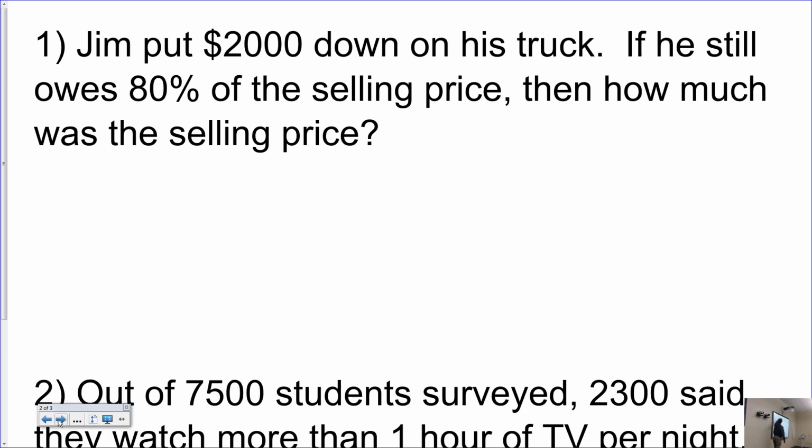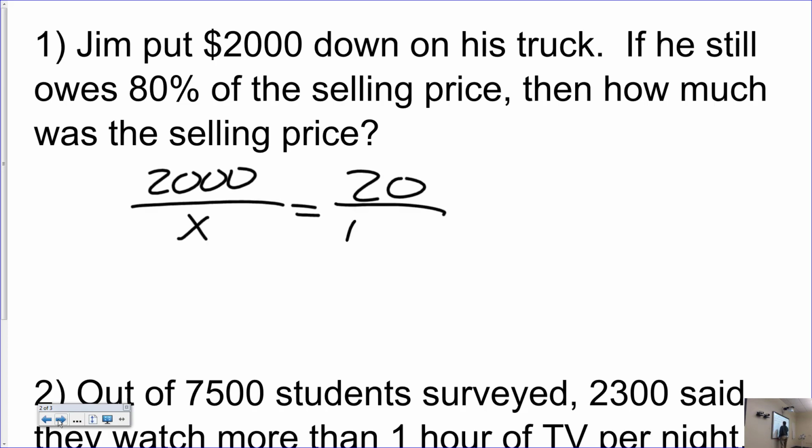All right, so who feels up to this one? This one's a little tricky. All right, Abby, you want to guide me? Yeah. Okay. I set it up as 2,000 over X equals 20 over 100. Whoa, wait a second.